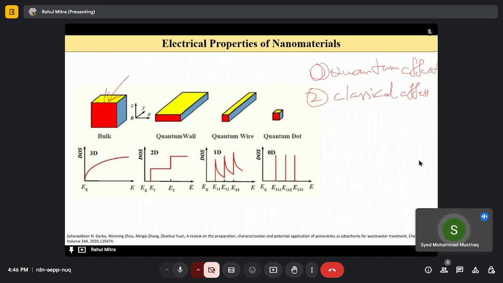In the case of 2D nanomaterials, with thickness at the nanoscale, quantum confinement will occur along the thickness dimension. See, if one of the dimensions, like here it is 3 dimension, but here it is 2 dimension, here the thickness is getting reduced below 100 nanometers.